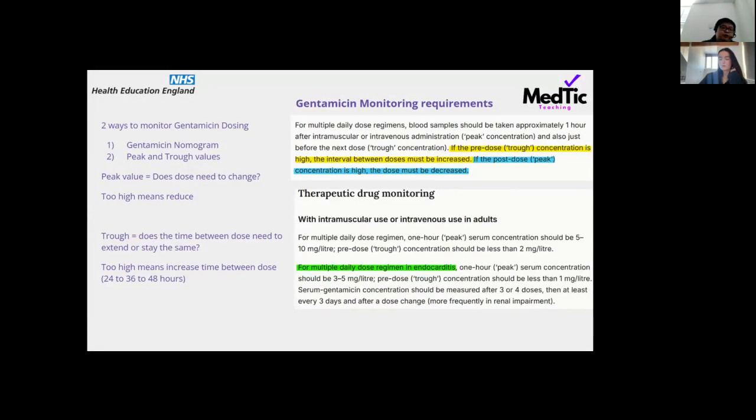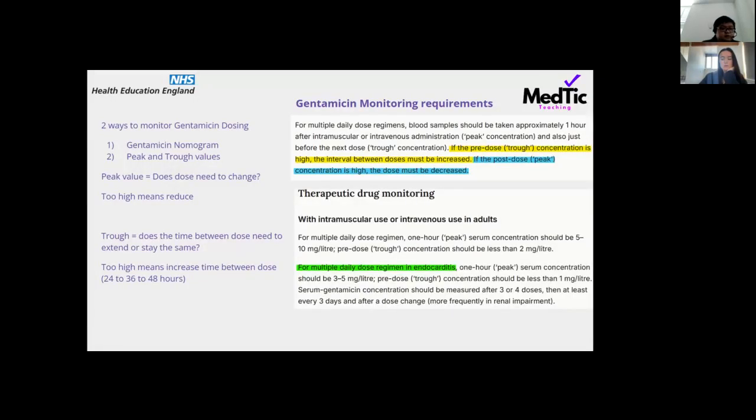And one thing I've noted in the therapeutic drug monitoring page for your future reference, because it did appear in a previous PSA sitting, was gentamicin prescribing and endocarditis, because it has its own rules that are different to every other condition, which is why I've highlighted earlier on that we need to know why we're given gentamicin in the first place.